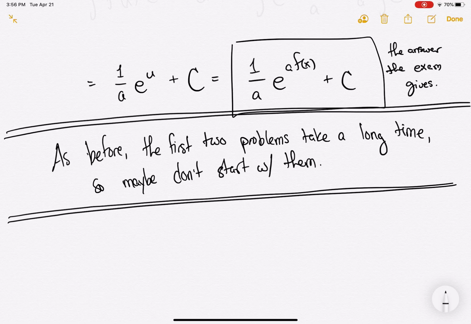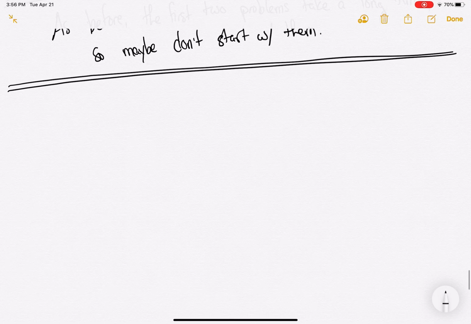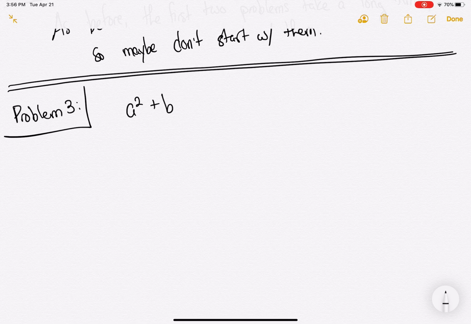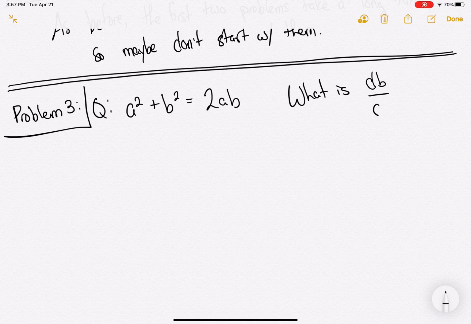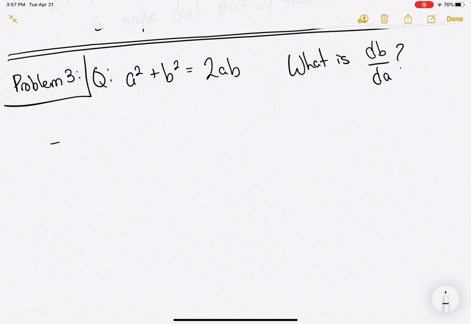All right, let's do problem 3. We have a squared plus b squared equals 2ab. I asked the question, what is, let's put q here, what is db over dA? Great question. So this is, again, testing implicit differentiation.